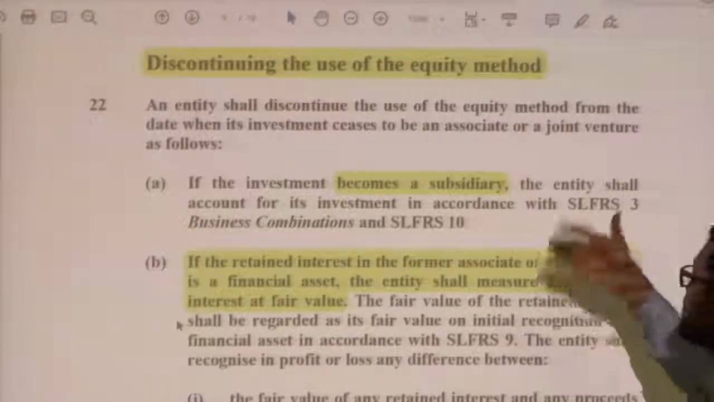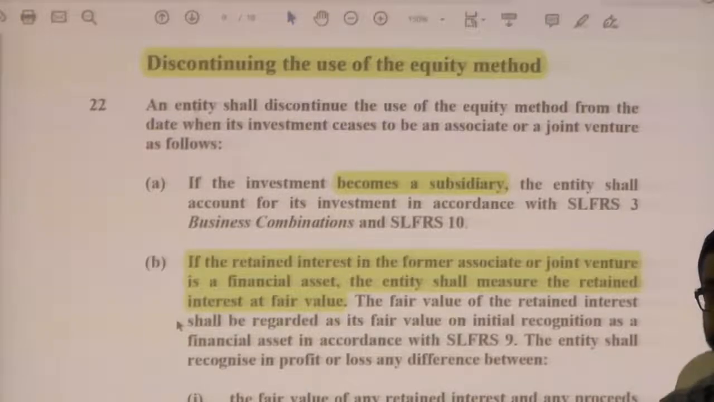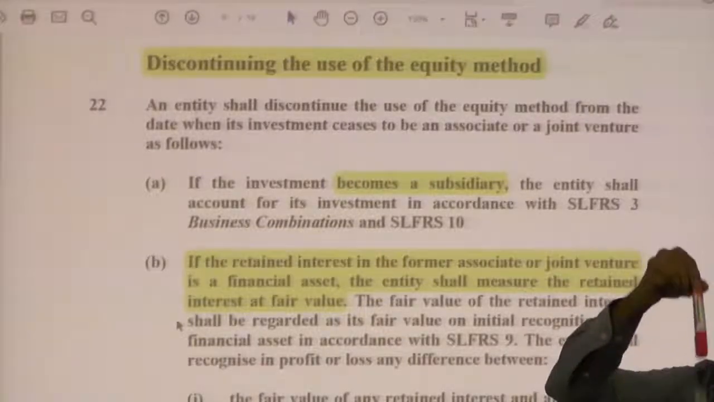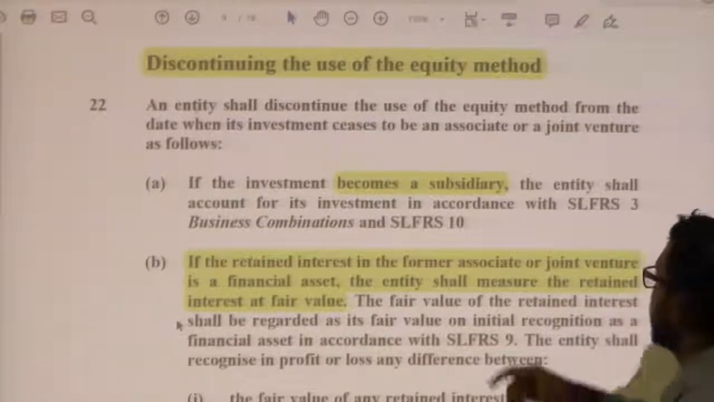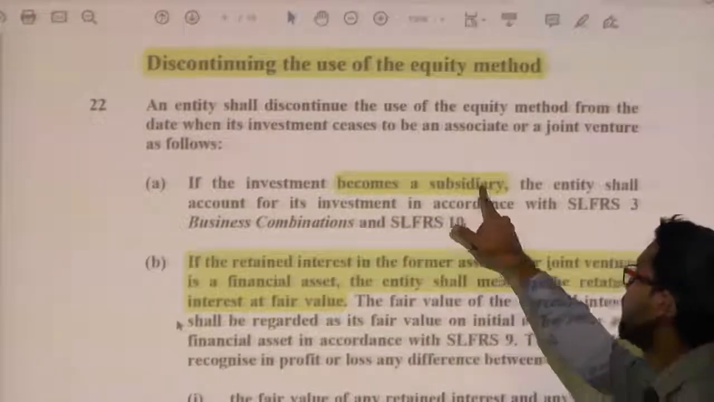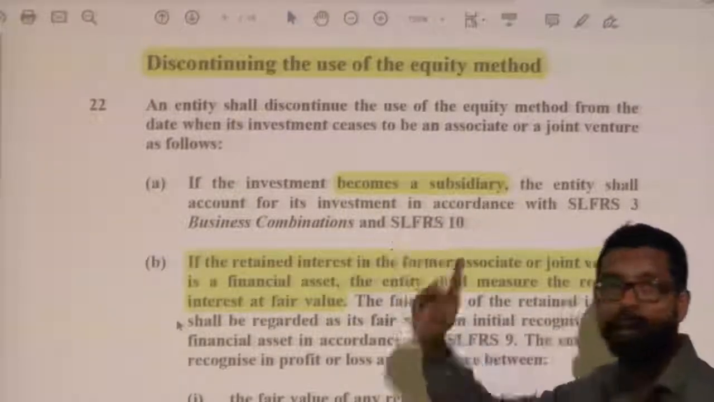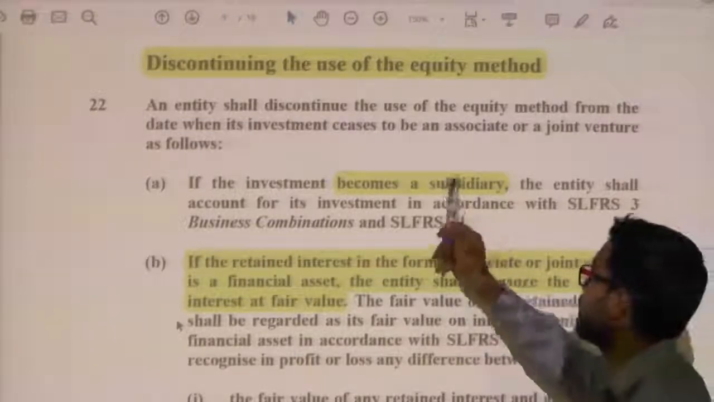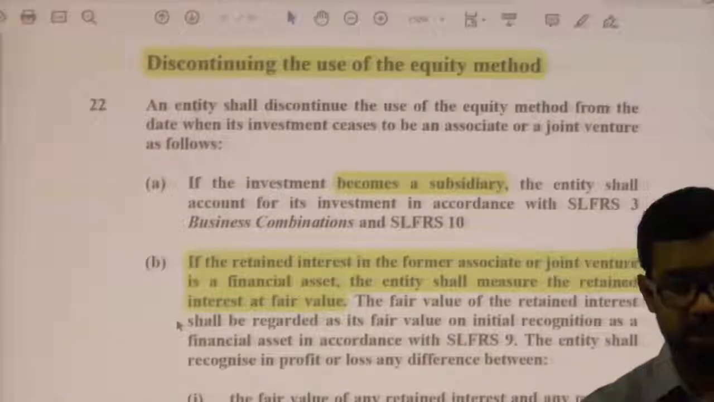If the investment becomes a subsidiary, right? Now let's say there are 2 entities. Till today you have significant influence, but tomorrow onwards you have controlling power over the other. So then you have to prepare consolidated financial statements. It is a subsidiary, so you have to apply SLFRS 10, not LKAS 28. If the retained interest in the former associate or joint venture is a financial asset, the entity shall measure the retained interest at fair value. So this is important for me to discontinue the equity method, right?